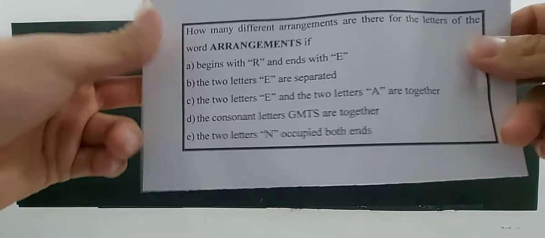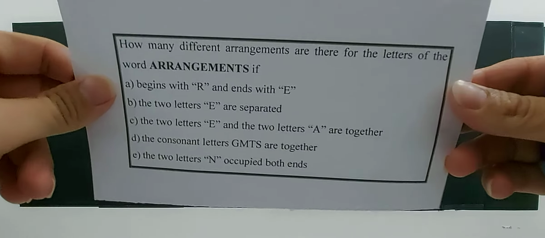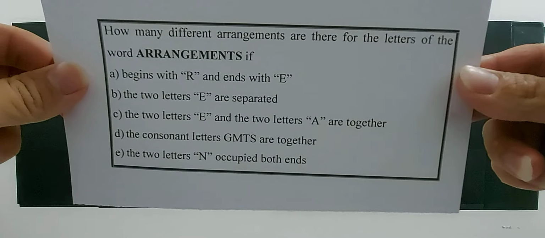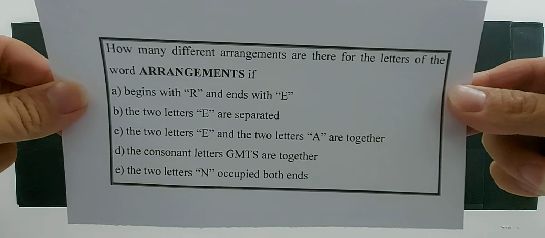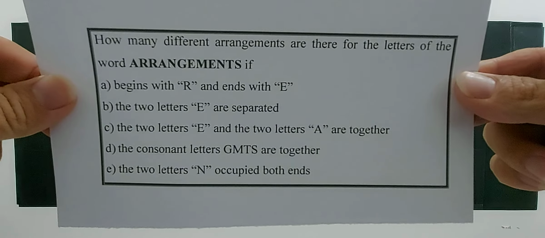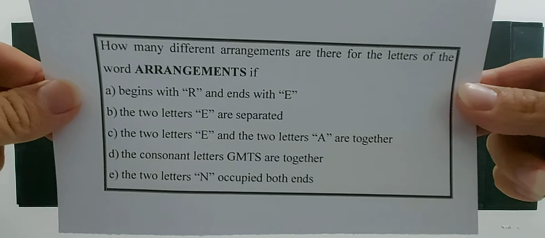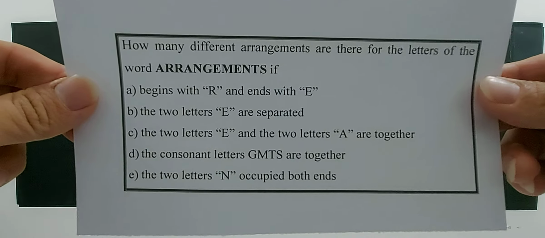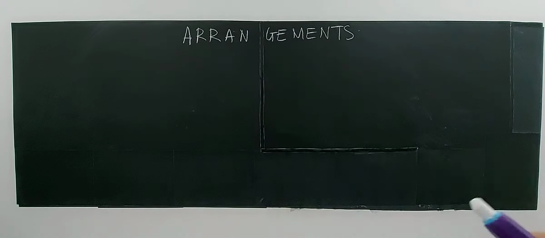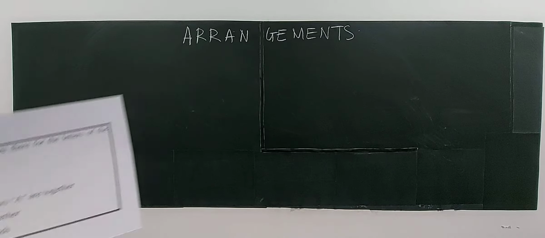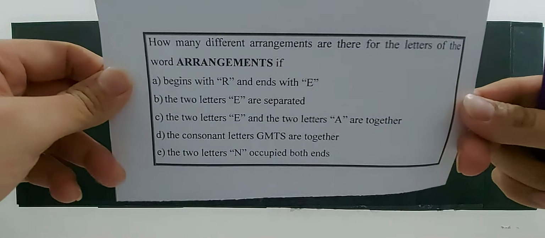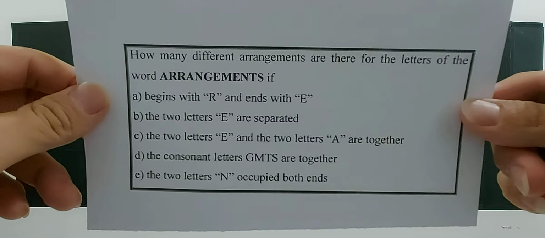Hi. In this video, we're going to give you another example of permutations of objects with repeated objects, where some objects are repeated. So look at this question here, arrangement. We're going to see how many letters here are actually repeated. Then we try to answer the questions one by one.